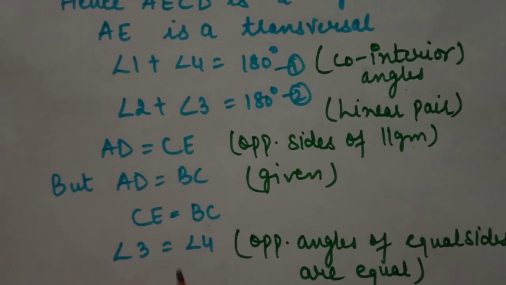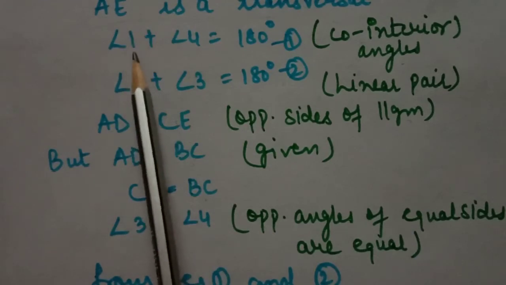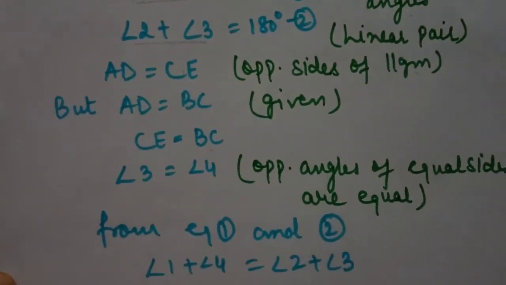So angle 3 and angle 4 are also equal to each other. Opposite angles of equal sides are equal. From equation number 1 and 2, we have two equations. This is equation number 1, this is equation number 2. They both are equal to 180 degrees, then definitely they both are equal to each other also.